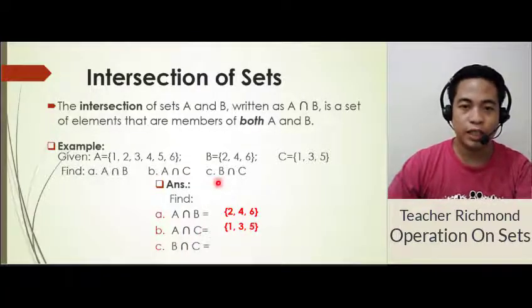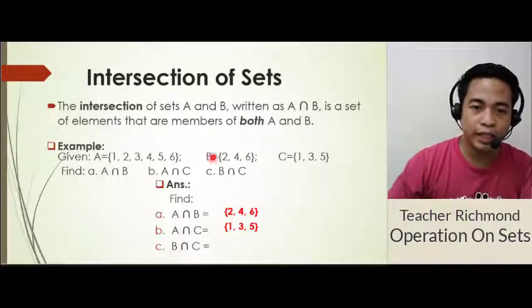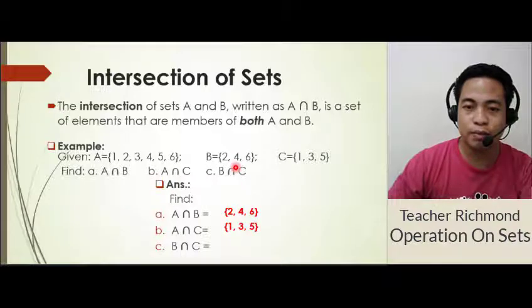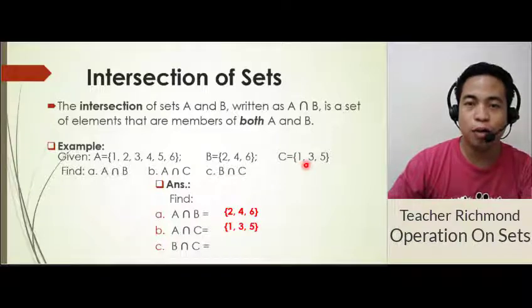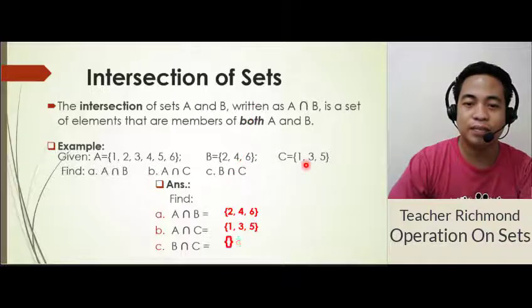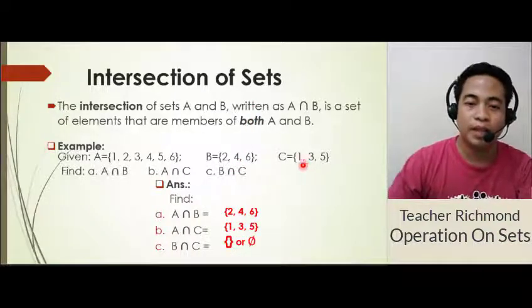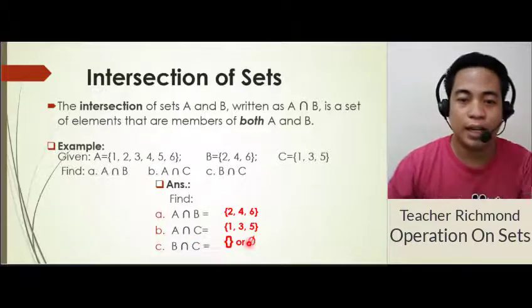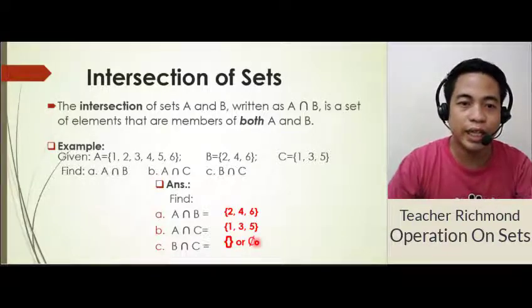Let's go to the last example for intersections of set. So we will look at the intersection of set B and set C. You can immediately find if there are elements that are both member with set B or set C. Now you can see, and you've noticed this one, that there is no element in set B that is present in set C. Therefore, what do you call that? If a set has no element, we call that as empty set or null set. Therefore, the intersection of set B and set C is empty set or null set. Okay? Now let's proceed to the second one.